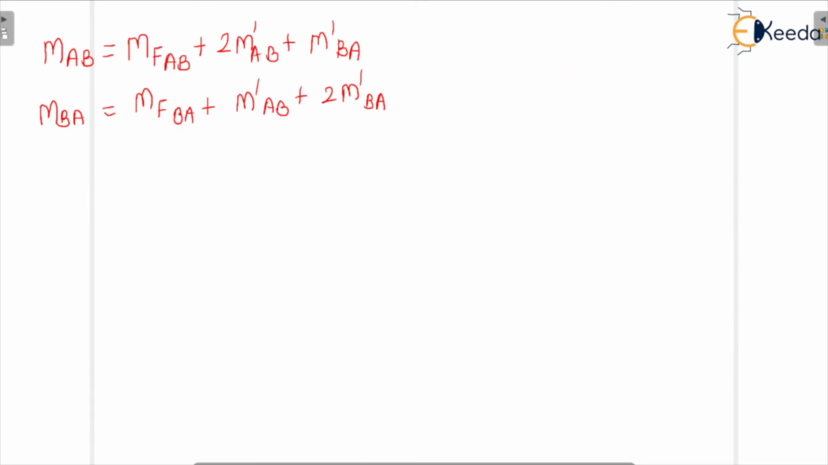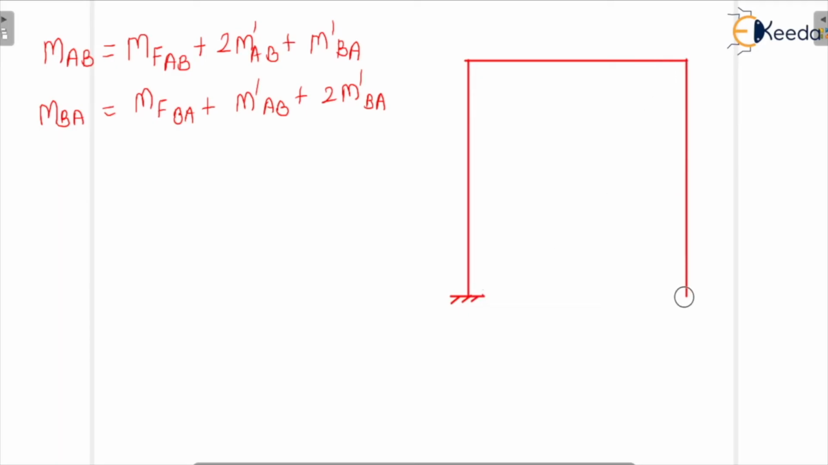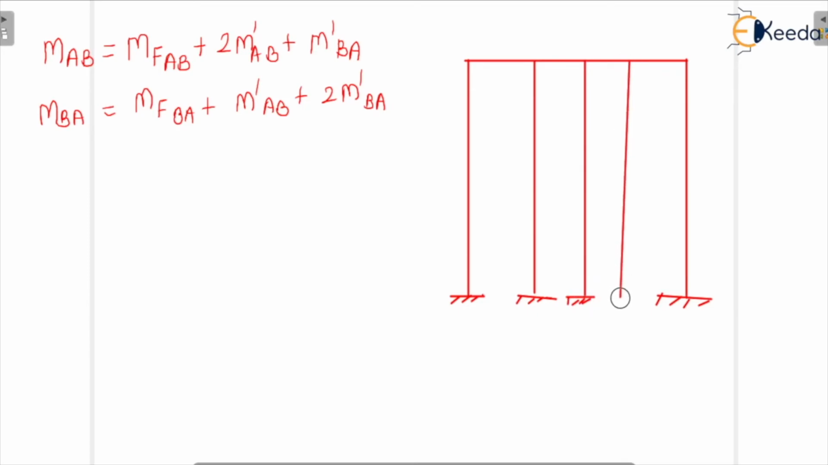Now let us consider a typical frame. So suppose this is the frame over here. I am drawing a typical frame. So this is a frame, and then there are, okay, consider this as a straight line only. So this is a frame like this.